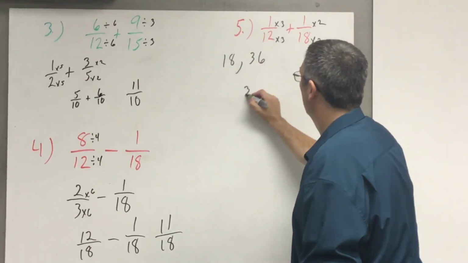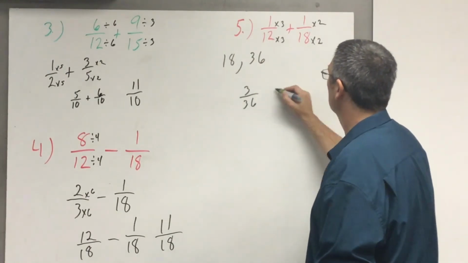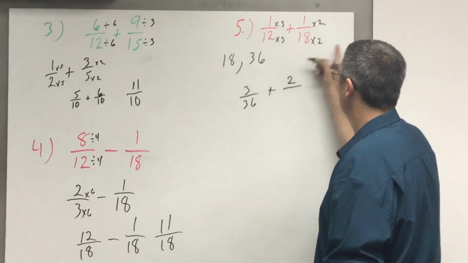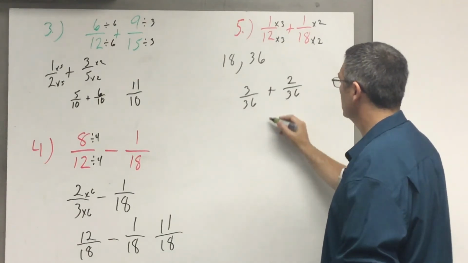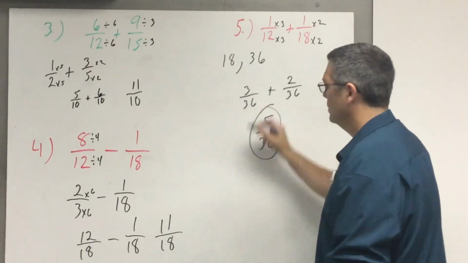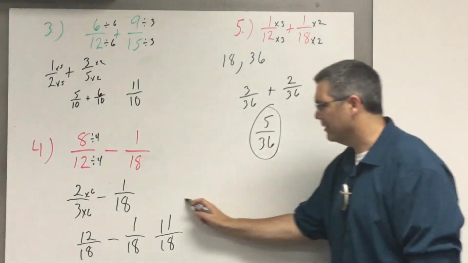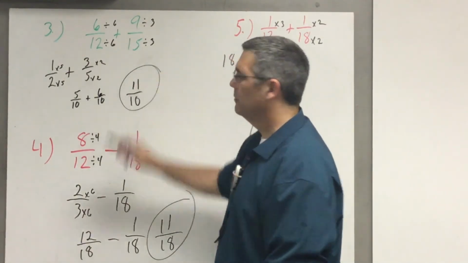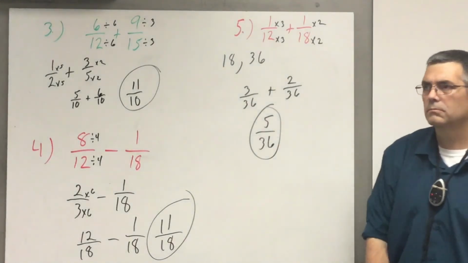All right. So 3/36 plus 2/36. Add the top. 5/36. There's your answer. Guys, make sure you circle your answers. I didn't. Or when you turn it in, make sure you circle them. Your teacher appreciates it. Okay.